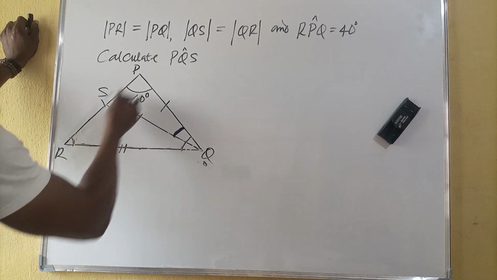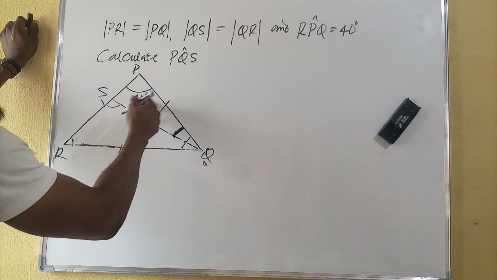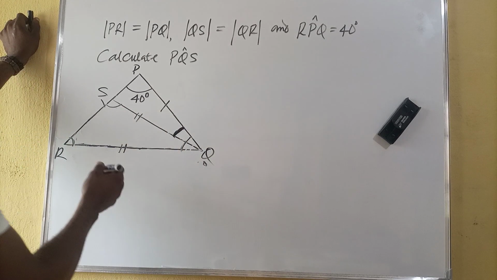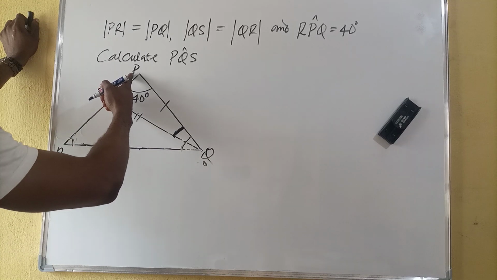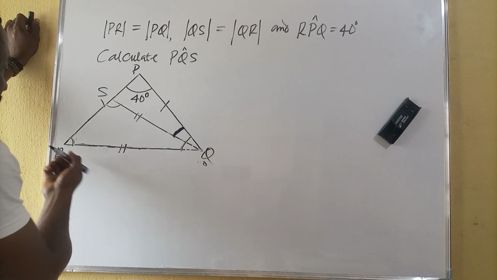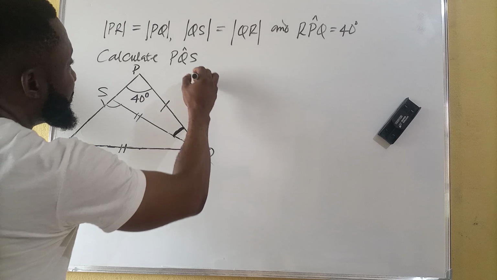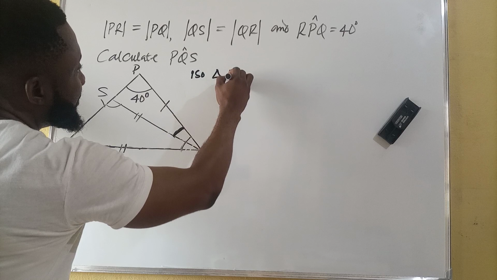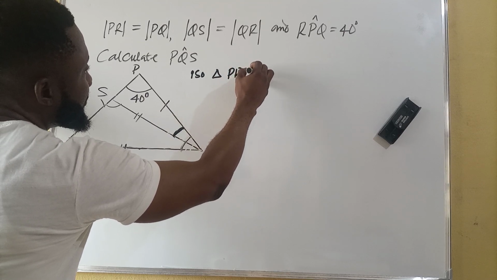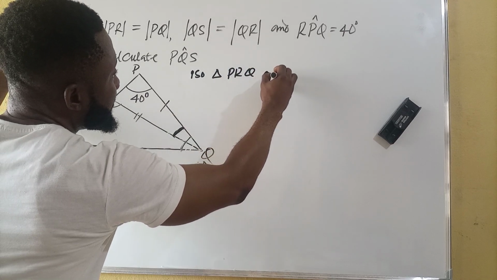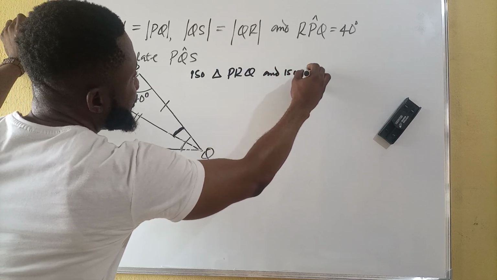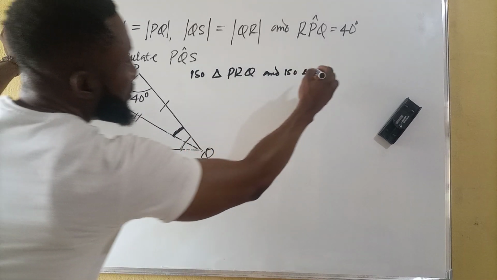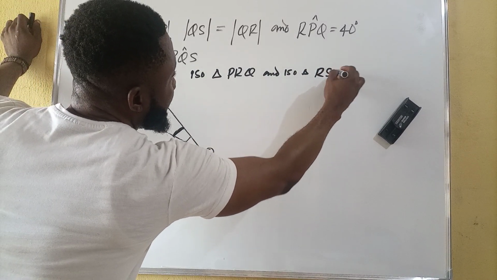This is angle RPQ. This angle here is the RPQ. So we're going to use our idea of isosceles triangle. We have two isosceles triangles. We can see isosceles triangle PRQ and isosceles triangle RSQ.